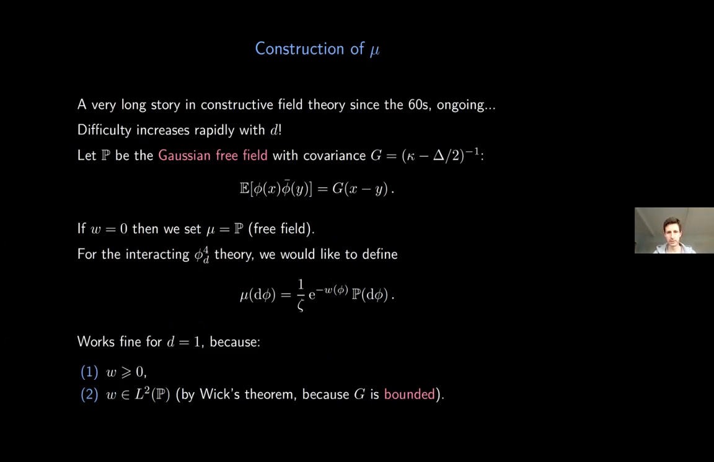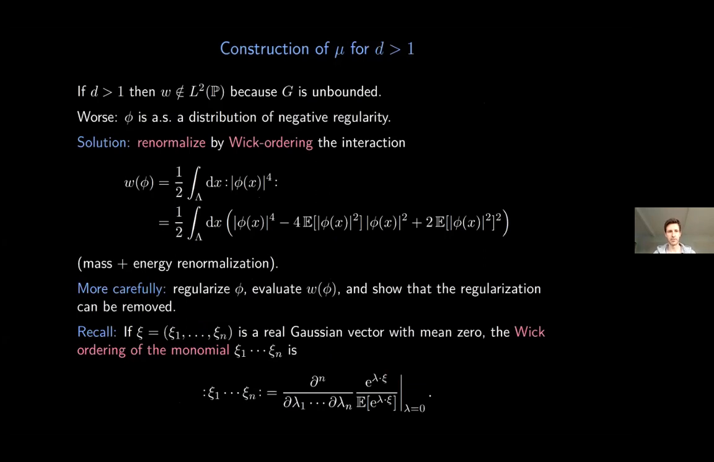It turns out as you increase D, things become much more complicated. Already in dimension 2, this fails. It fails because this is no longer in L2. You can try to do the same calculation. Now G has a logarithmic singularity and everything blows up. In fact, you can analyze things a bit more carefully, and you will find that this phi is almost surely not a function. For almost every realization of your probability measure P, this is a distribution, and it has negative regularity in any dimension higher than 1.